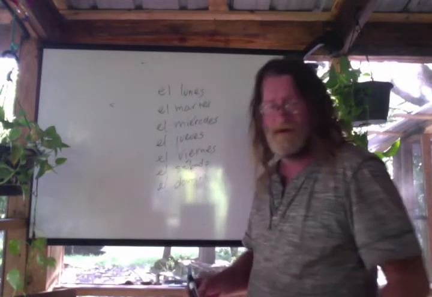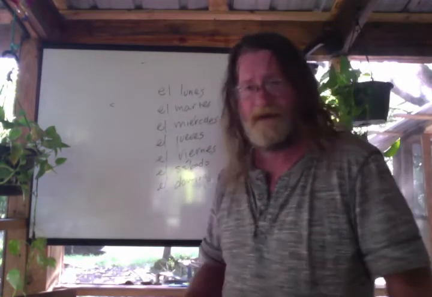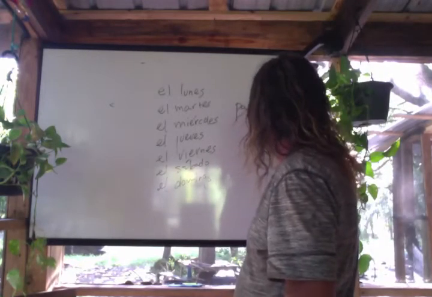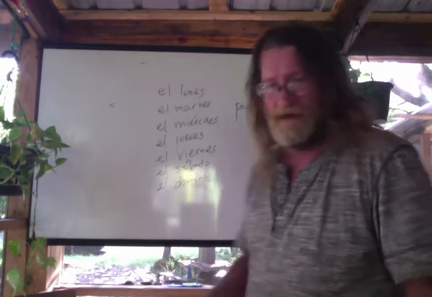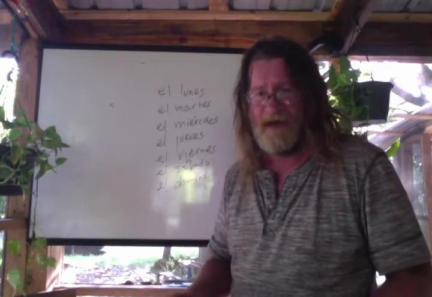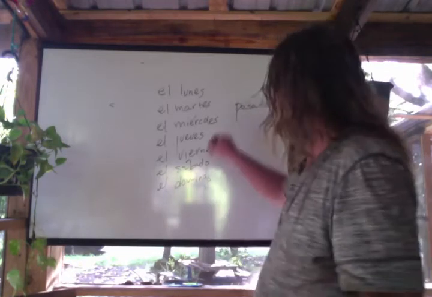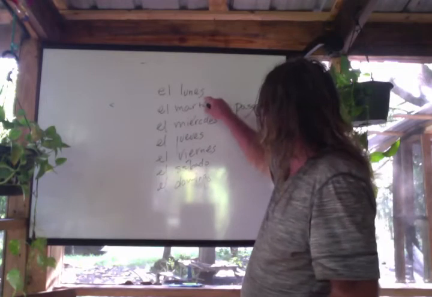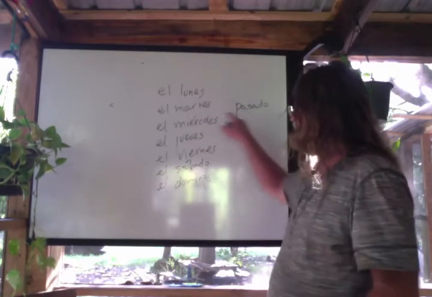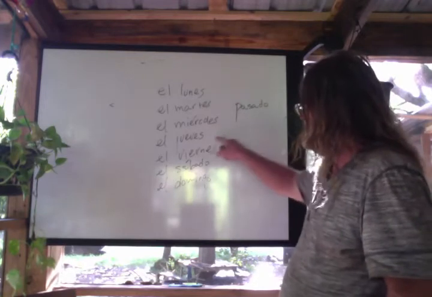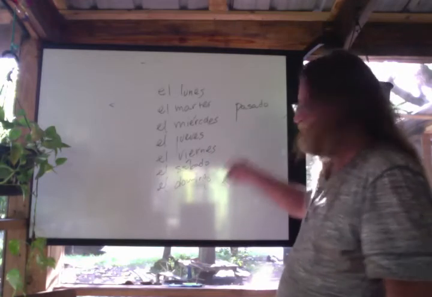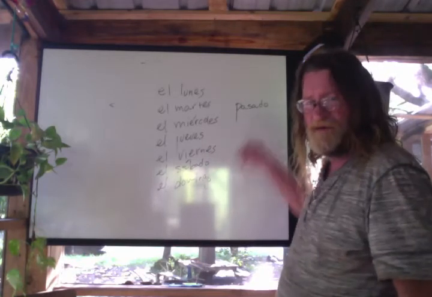And you can look in your book for days of the week. I don't know what page it's on. But then if you just add pasado after that, el lunes pasado yo fui a blah blah blah. El lunes pasado yo hablé con mi familia. So, repite conmigo. El lunes pasado, el martes pasado, el miércoles pasado, el jueves pasado, el viernes pasado, el sábado pasado, el domingo pasado.